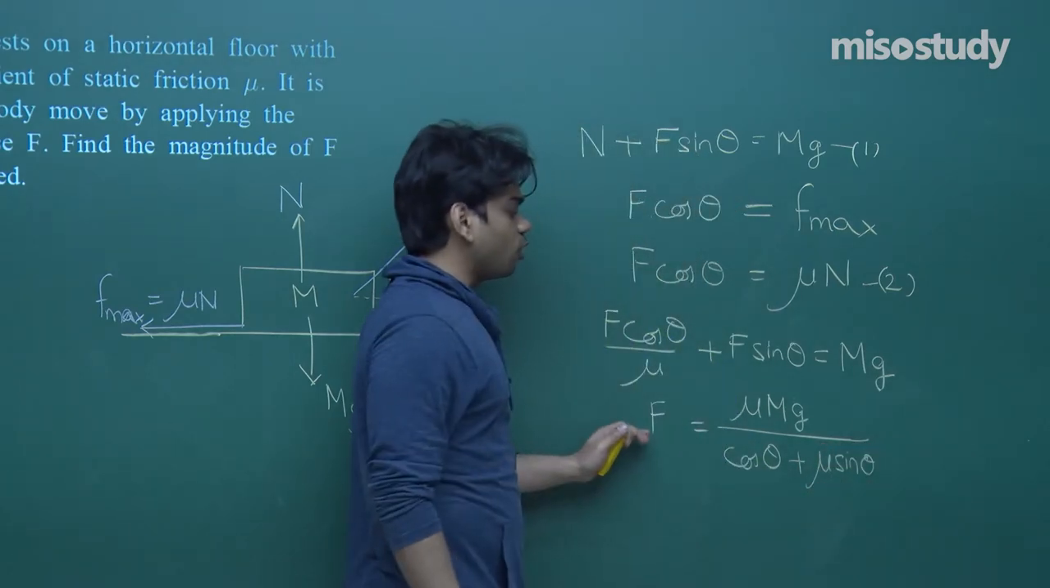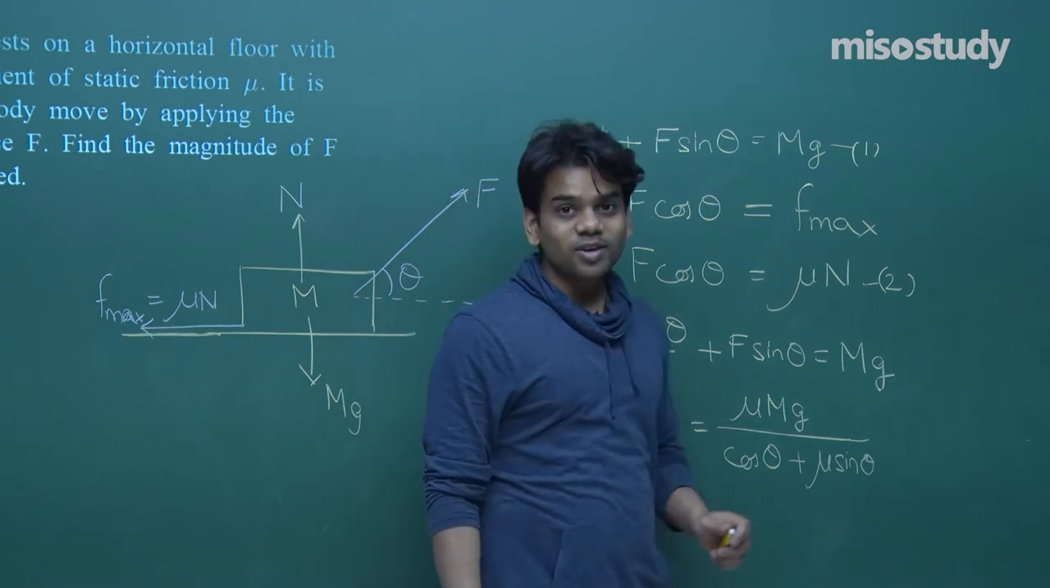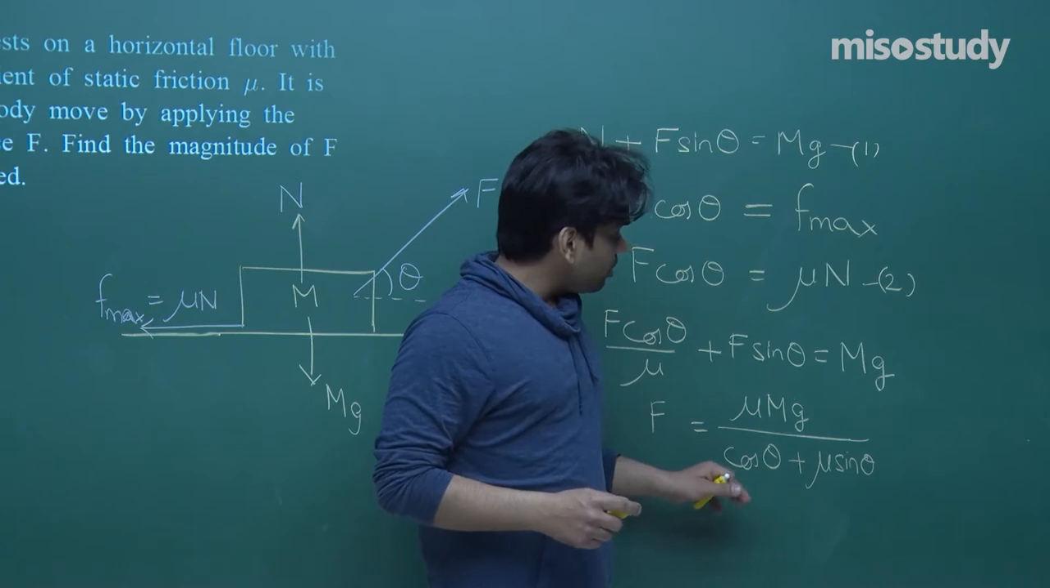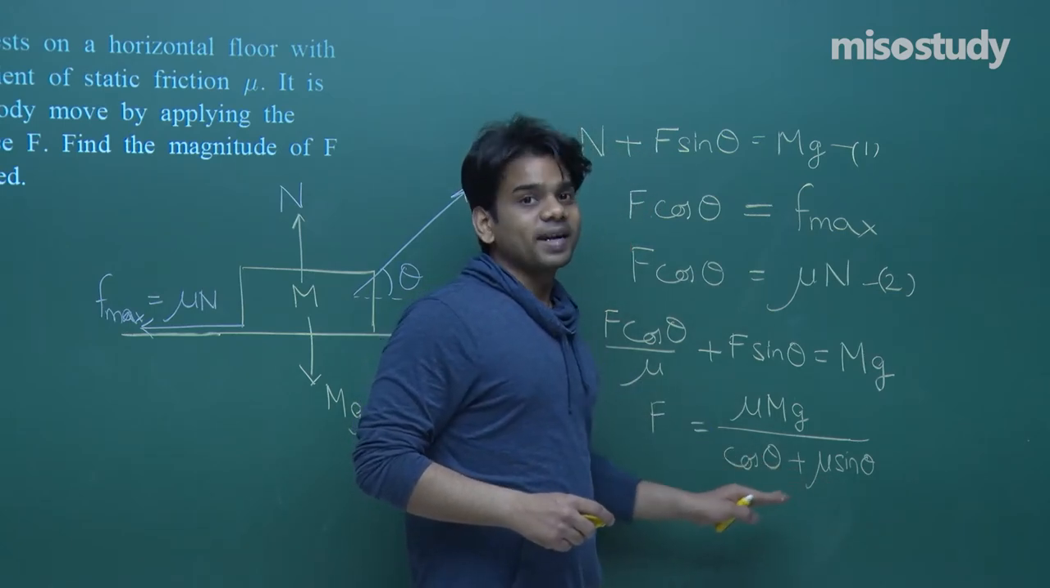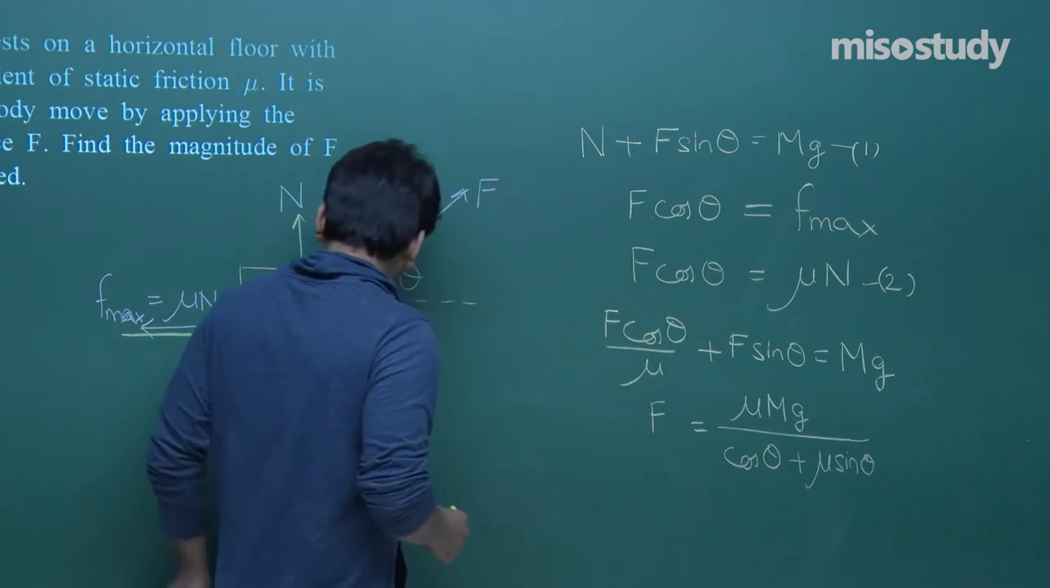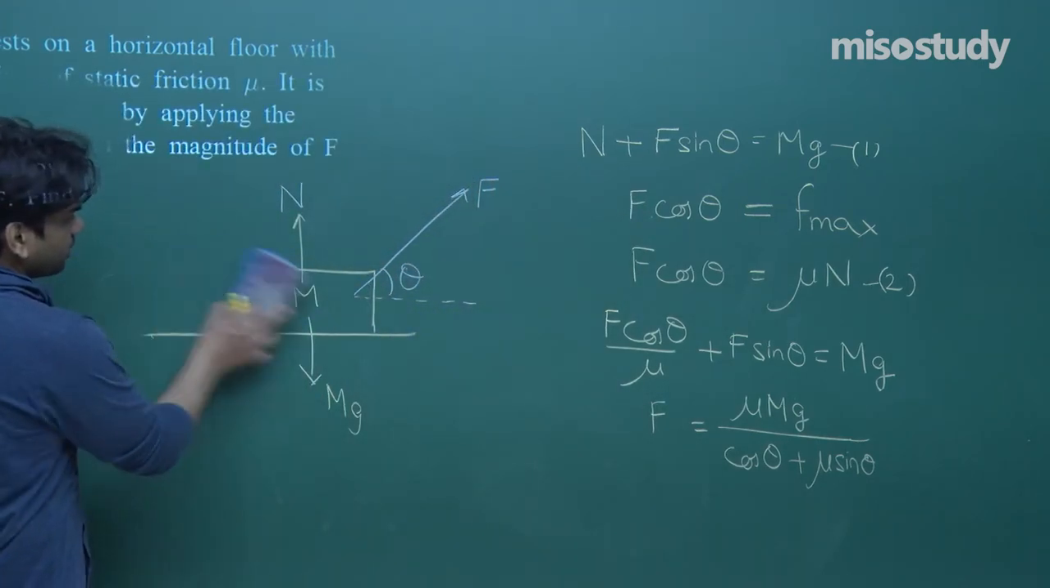We obtained the value of F, but we are still not aware whether this is the minimum. Now see, for F to be minimum, the denominator has to be maximum. So if I take cos theta plus mu sine theta, we need to maximize it. Let me rub this part. This is useful.